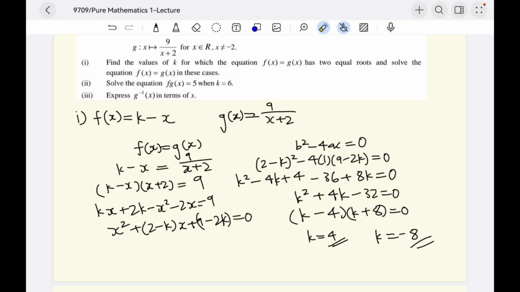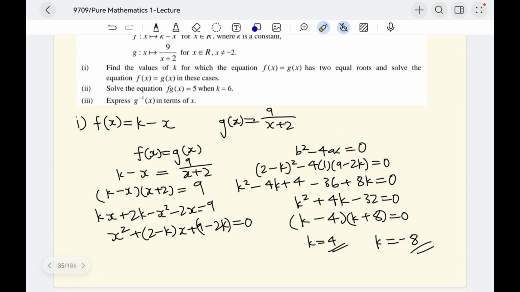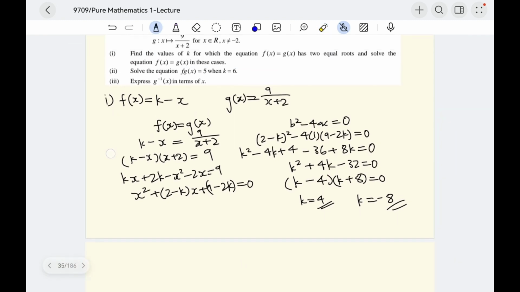How do I know the answer is 2? Because when this expression is expanded and simplified, you will get a quadratic equation because the highest power goes to 2. Once you find the value of k, the question also wants you to solve the equation fx equals gx in these cases. So what do these cases refer to? It refers to two cases of k. So let's separate into two cases to solve the equation.